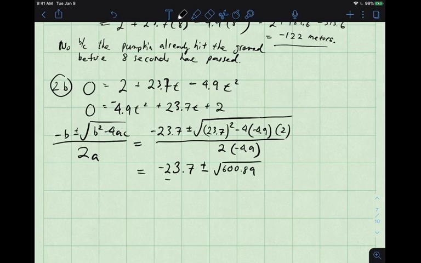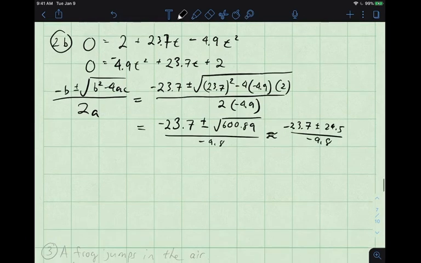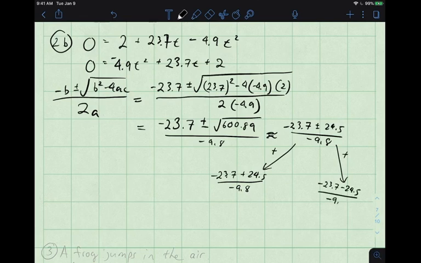Ooh, okay, nice. So that's about 23.7 plus 24.5 over negative 9.8. We have our two answers. One's plus, one's minus. Here's the plus, there's the minus. Negative 23.7 plus 24.5 over negative 9.8. Here we have negative 23.7 minus 24.5 over negative 9.8. Let's figure out what those values are.